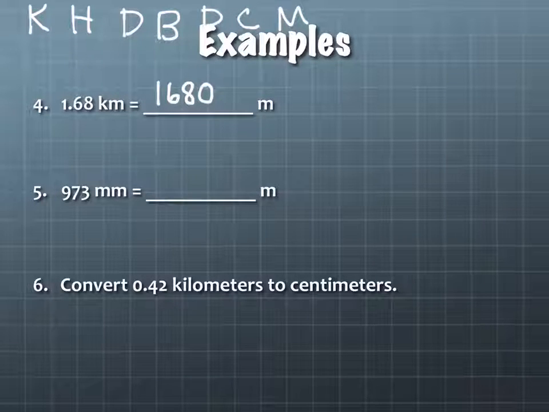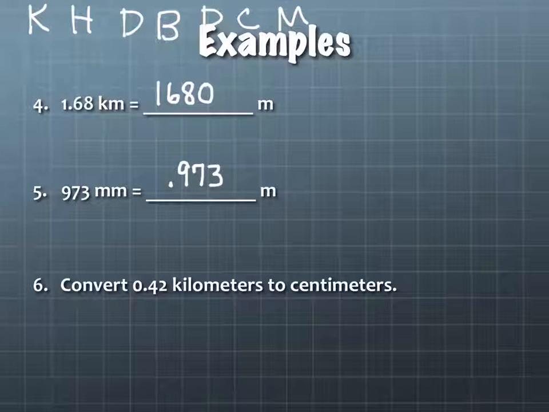All right, millimeters to meters. How many places do I need to move for that one? 3. Which direction? Left. 3 to the left. So if I move it 3 to the left, I end up with a decimal point and then 973. Agreed? Fantastic. And then on number 6, kilometers to centimeters.